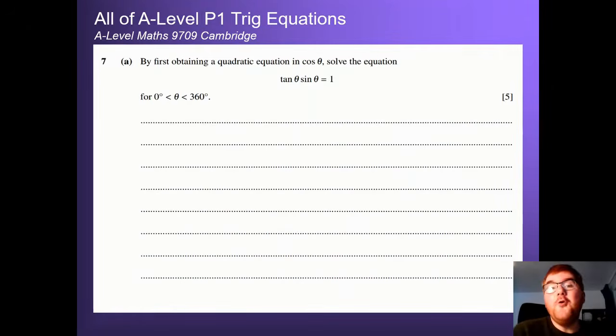Today we're going to go through all of A-level paper 1, trig identities and equations. Often a topic that students struggle with on this paper, so we're going to spend lots of time going through lots of examples. Right, let's get started.